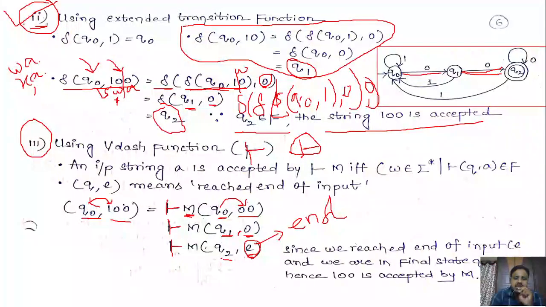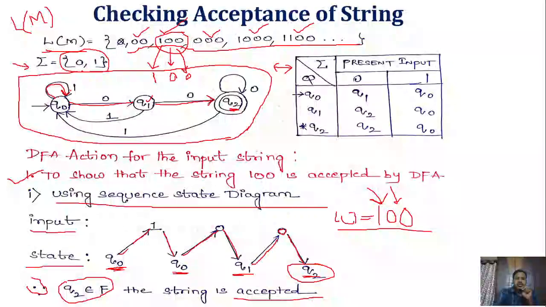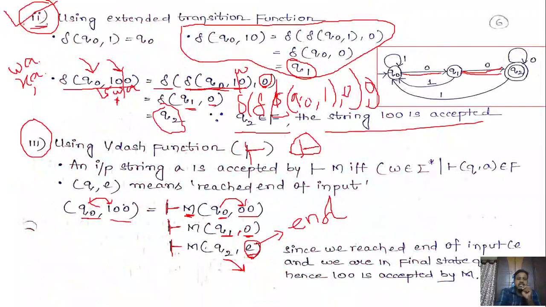Since we have reached the end of the string, the machine stops, or the DFA stops, and we'll check the state here. What is the state? Q2. It is the final state. So we can say that the string 100 is accepted. So these are the three ways of representing the acceptance of a string. The first is the state diagram, the second is the transition function, and the third is the V dash function. So just go with 1 and 2.